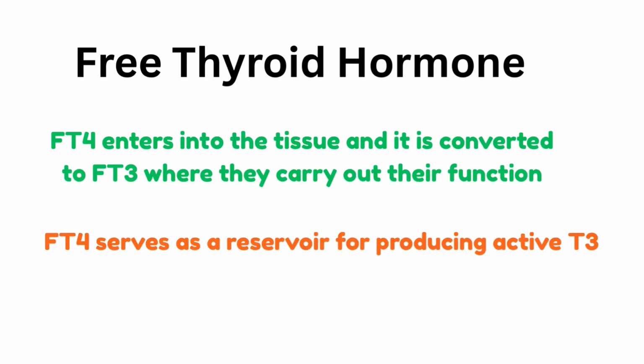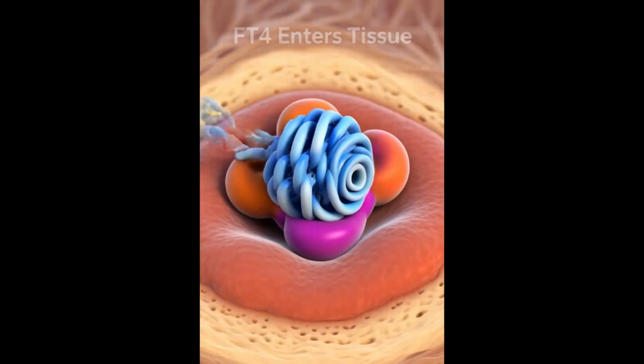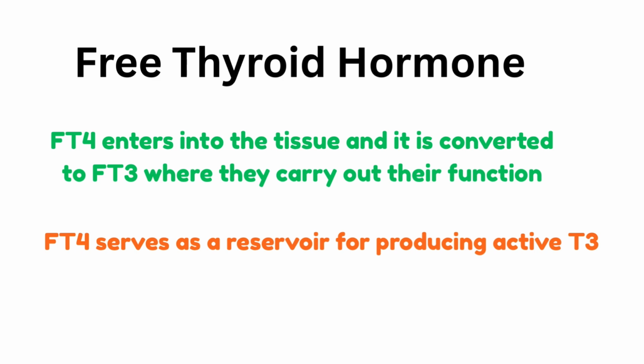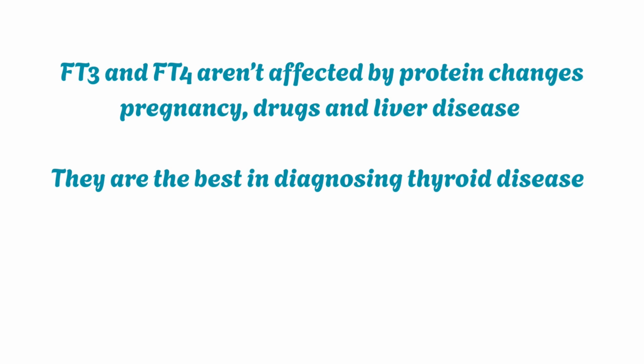While for free T4 and free T3, free T4 enters into tissues like the liver, kidney, brain, and muscles. It is converted to free T3, which then enters into the body cells to carry out its function. So free T4 is just like a reservoir for producing an active free T3. It is important to note that free T3 and free T4 show the true active hormone level because they are not affected by protein levels, pregnancy, liver disease, and drugs, unlike the total T3 and T4. So these free T3 and free T4 are best in diagnosing thyroid disorders.